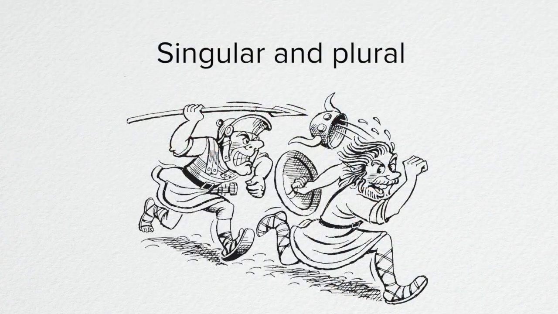Now we need to talk about the concept of singular and plural. Nouns can be singular if there is just one of that noun, or plural if there is more than one of that noun. So for example, we can have one rabbit or two rabbits. We can have one book or two books. Normally in English, to make a noun plural, we simply add an S. So we have one car, two cars, one book, two books.